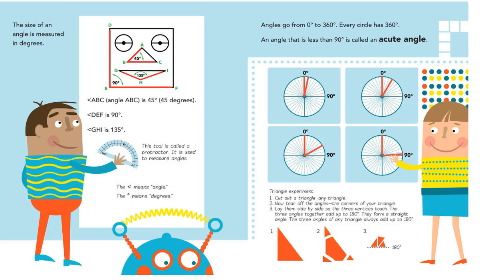Angles go from 0 degrees to 360 degrees. Every circle has 360 degrees. An angle that is less than 90 degrees is called an acute angle.